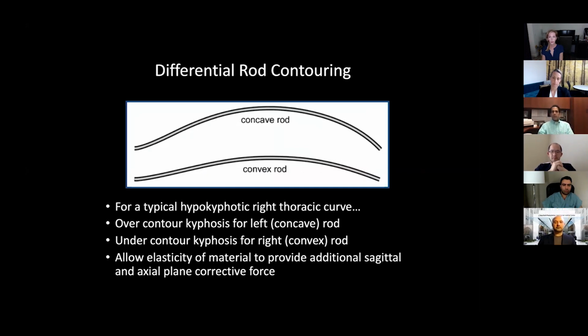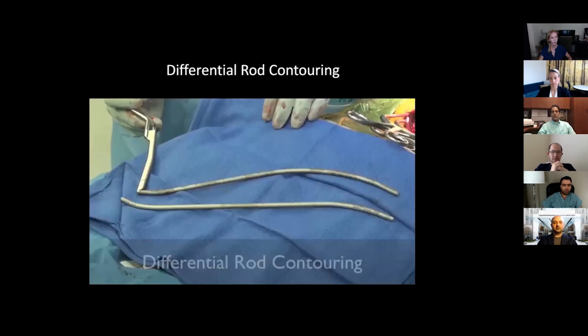So just a word about differential rod contouring. This is our workhorse to derotate the apex. And so for a typical right thoracic curve, I like to put a lot more kyphosis in the left rod in order to pull that apical lordosis up. And the convex rod on the right is very flat in order to roll that spine and get that rib hump down. And so you'll see this illustrated in the video.